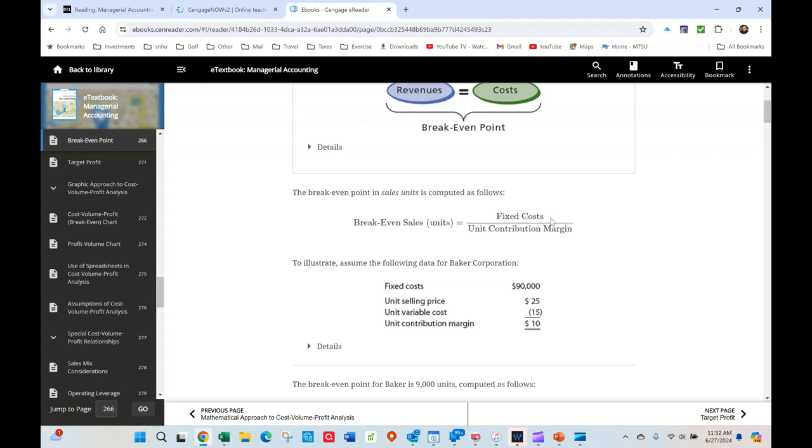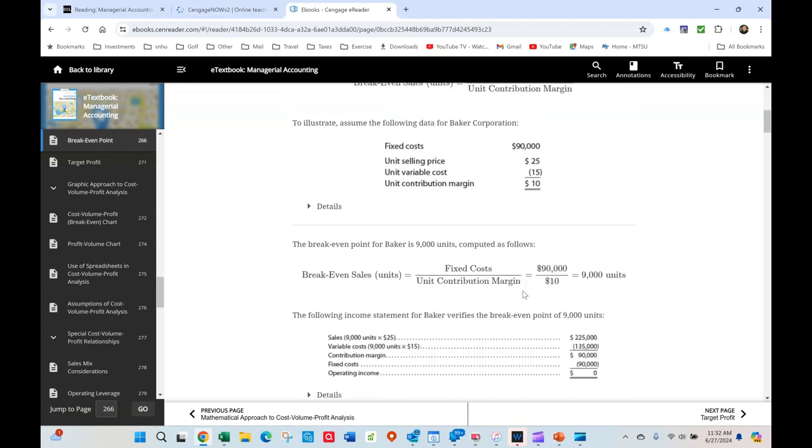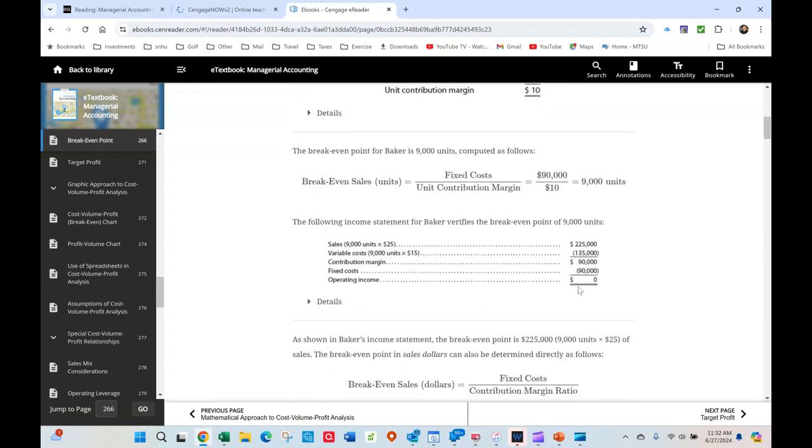So it's going to be our fixed cost. Our fixed costs are 90,000. Our selling price is 25. Our variable cost is 15. So our contribution margin is 10. So we're going to divide 10 into this 90,000. And basically, we need 9,000 units to break even. Okay. And you can see that sales would be 225,000, variable cost is 9,000 units times the variable cost of 15, which leaves the contribution margin of 90,000. So that's the fixed cost of 90,000.